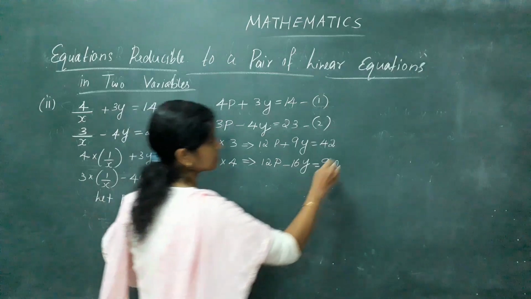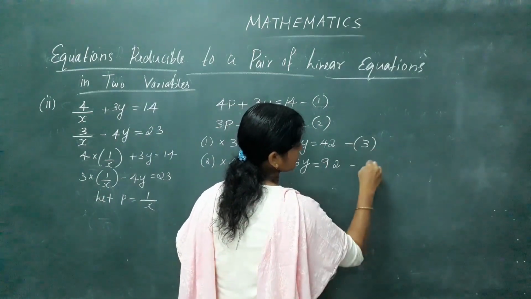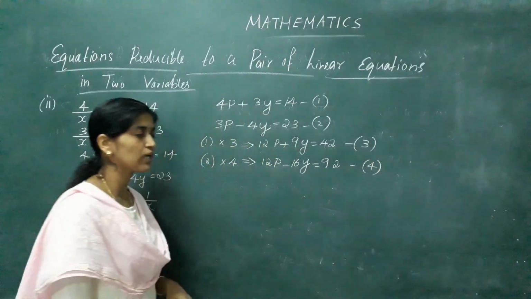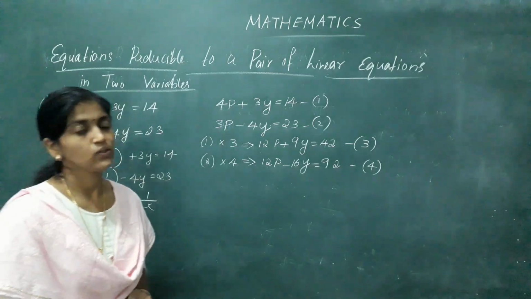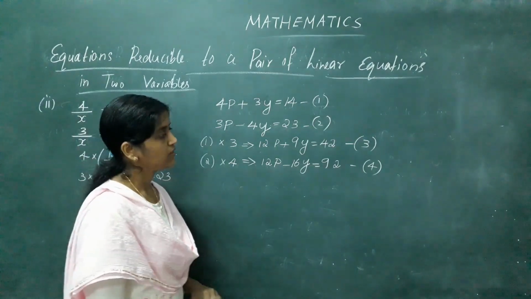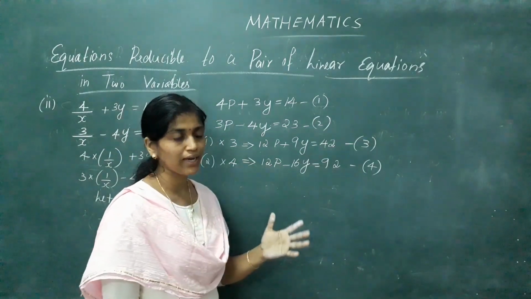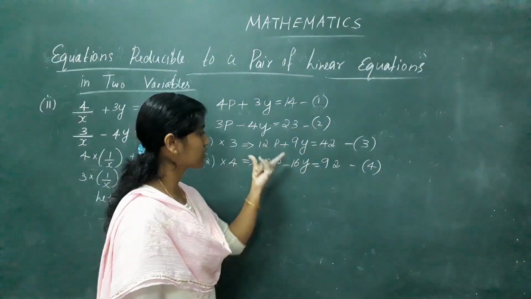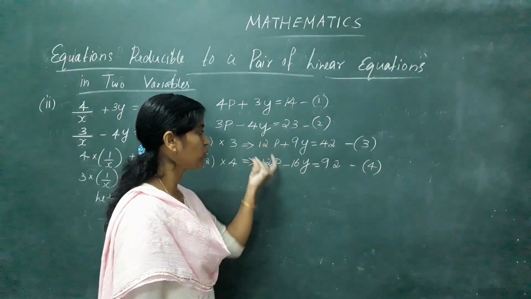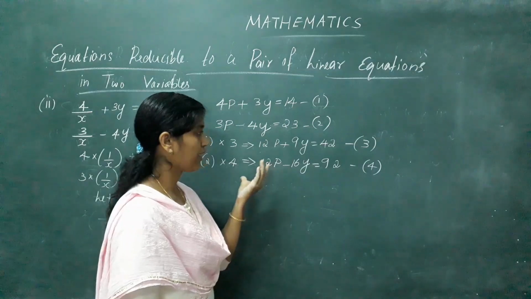Now take this as equation number 3 and this as equation number 4. You have to eliminate the p term. To eliminate the p term, either you can subtract or add. Both the signs are same. The coefficient of p, both are positive. So we have to subtract.